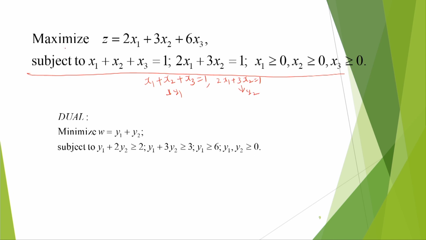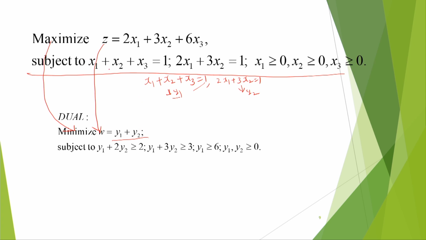And then instead of maximize we say minimize, instead of z we say w. Then I write y1 into 1, because the total quantity of resource is 1 in x1 plus x2 plus x3 is equal to 1, that means the resource is 1. So y1 into 1 plus y2 into 1, so y1 plus y2. This is the objective function, and subject to that I have to write constraints.